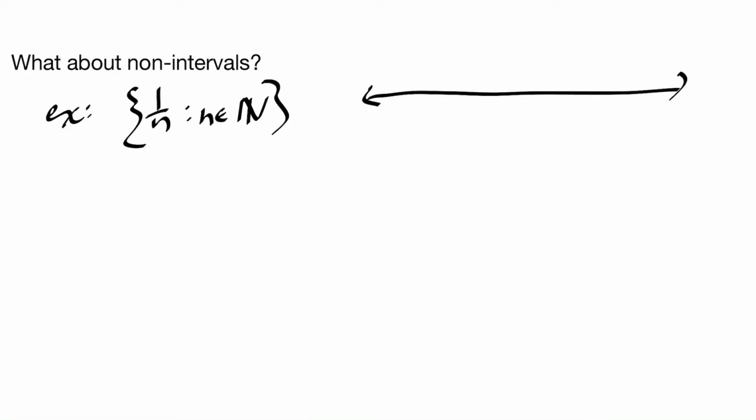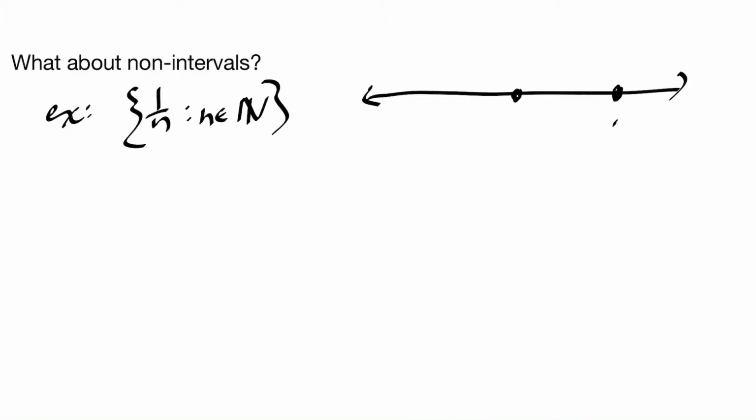All right, but now we've got some interesting questions. What about non-intervals? What should they look like? So should they be open or closed or neither? So what if I have something that looks like this? What if I take the set of 1 over n, such that n is a natural number. This is not an interval because it has a bunch of empty spaces in here, right? So what should that look like?